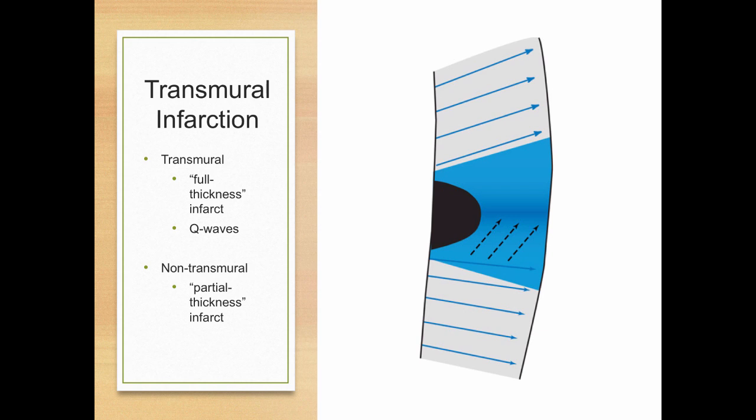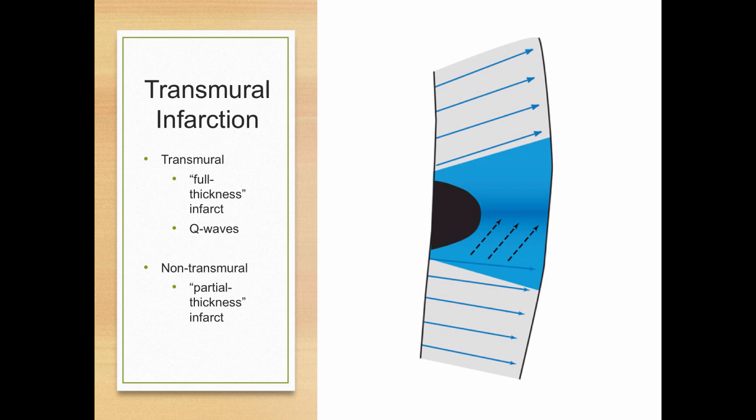infarctions. So if we are way, way upstream, a super thick branch, we're going to have this transmural infarction. What we're going to call this is a full thickness infarct. If we think of these like burns, we have a full thickness burn. It goes all the way through. Our transmural infarctions are going to go all the way through the epicardium, and these are the ones that are going to cause Q waves.